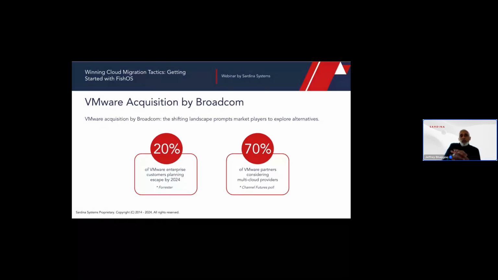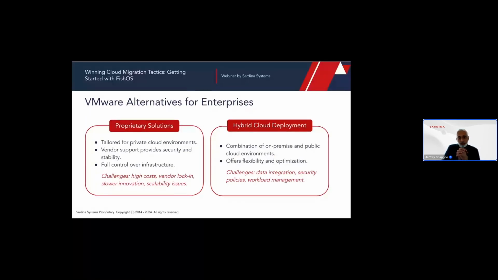So let's take a look at the VMware alternatives for enterprises. One viable path is opting for a private cloud environment that is owned and controlled by the organization itself. Such platforms offer vendor support, providing enterprises with a sense of security and stability. Full control over the private cloud environment is a significant advantage. However, this approach comes with considerations such as potentially high cost, vendor lock-in, a slower pace of innovation, and scalability challenges.